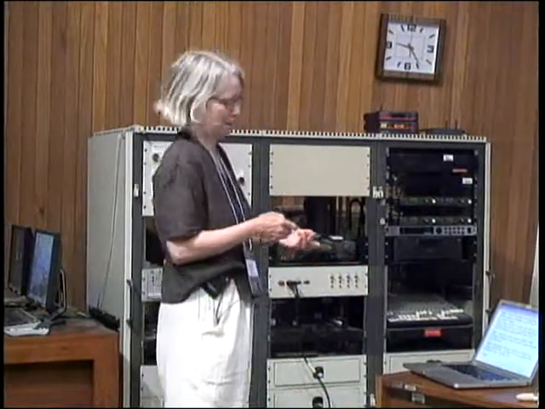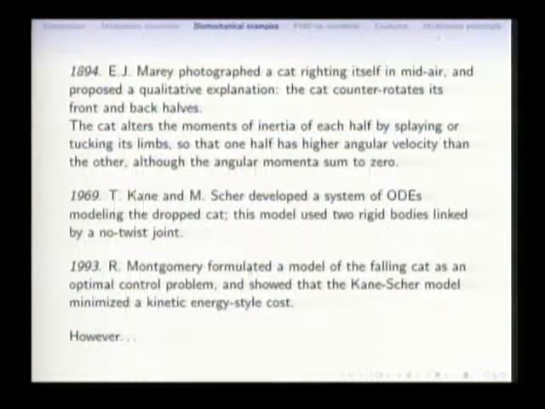In his work in the late 60s, Tom Kane, and I have to admit I don't know Scher's first name, came up with, by an incredibly bizarre process, a system of ODEs that modeled the falling cat as two rigid bodies coupled with a no-twist joint. So actual ODEs, but a very, very idiosyncratic derivation of that system.